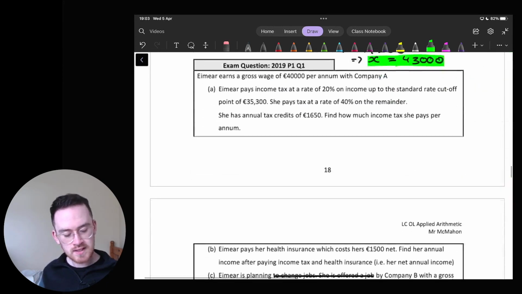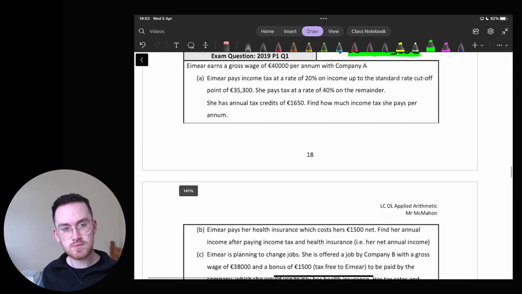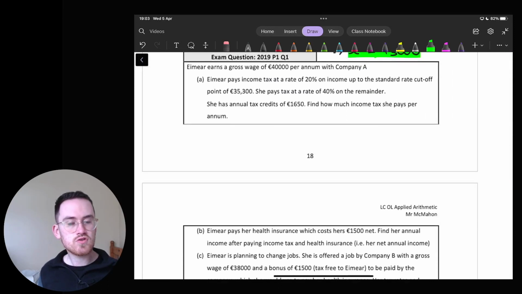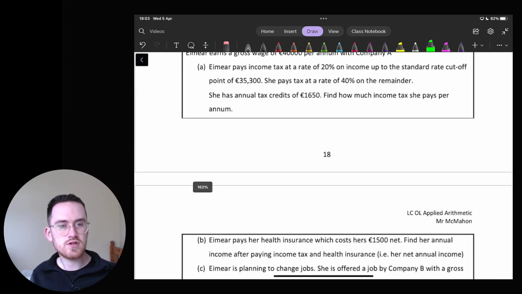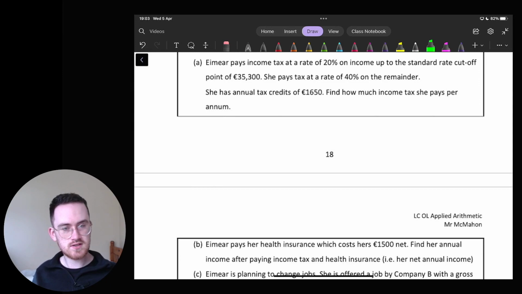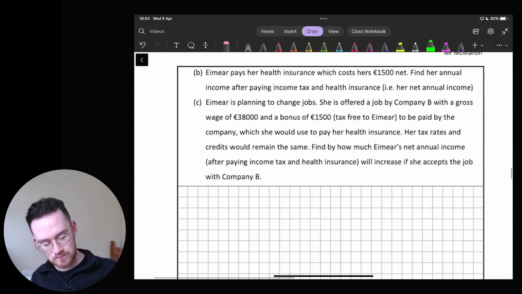So we look at an exam question then that uses some of those parts. So Emer earns a gross wage of 40,000 per annum, so per annum is just per year, with company A. She pays income tax at a rate of 20% on income up to the standard rate cutoff, and she pays tax at a rate of 40% on the remainder. She has tax credits. Find out how much income tax she pays.